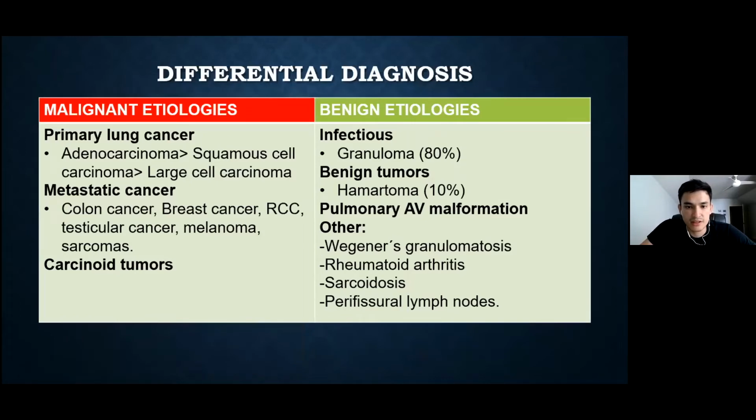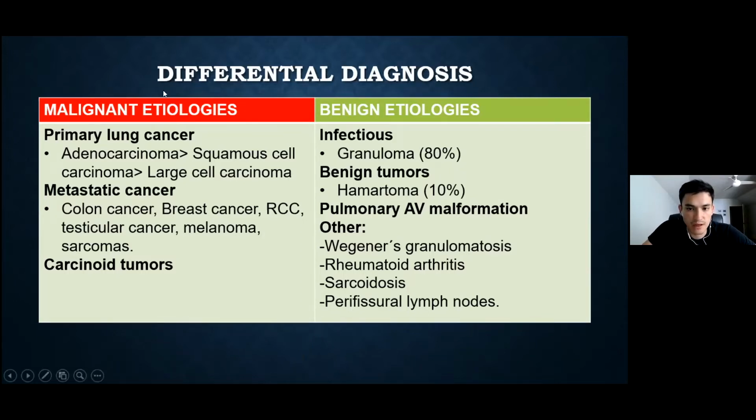The differential diagnosis includes malignant etiologies and benign etiologies. For primary lung cancer, I already said that adenocarcinoma is the most common cancer that presents as a solitary pulmonary nodule, followed by squamous cell carcinoma and large cell carcinoma. Metastatic cancers include colon, breast, kidney, testicular cancer, melanoma, and sarcomas like osteosarcoma and chondrosarcoma. And carcinoid tumors in 20% of cases can present as peripheral, well-circumscribed pulmonary nodules.